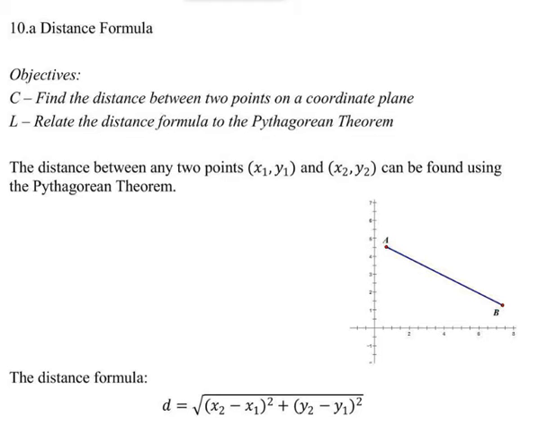So the distance formula is basically just how do you find the distance between 2 points. So we have our coordinate axes here, and we have 2 points. There's point A and point B. If we drew a little line segment between them, we could find the length of this line, and the length of that line would be the distance from A to B. The distance between any 2 points can be found using the Pythagorean theorem.